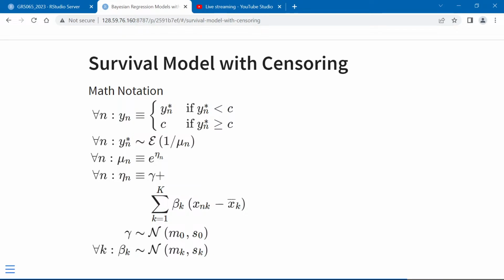So what this means is if the person died before the study was over, y is y star, which is the amount of time it took for the person to die. But if the person didn't die, we know that they survived at least up until time c. Could have died the day after, but if they did, it wouldn't be recorded in the data because the data stopped getting updated yesterday.